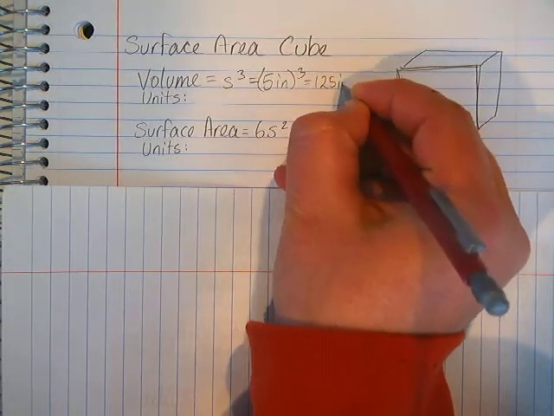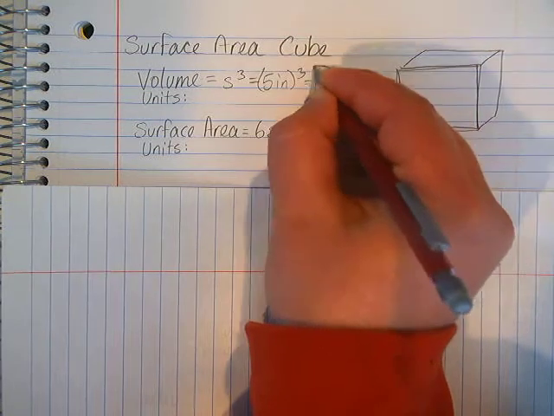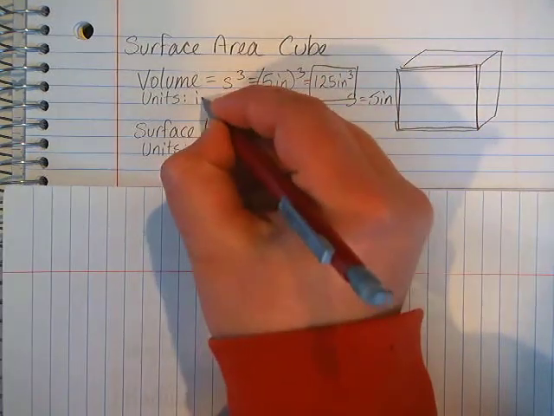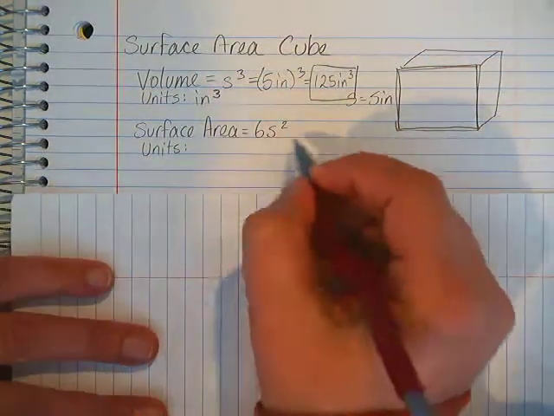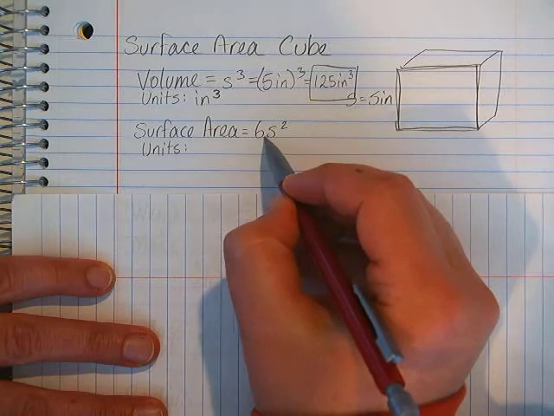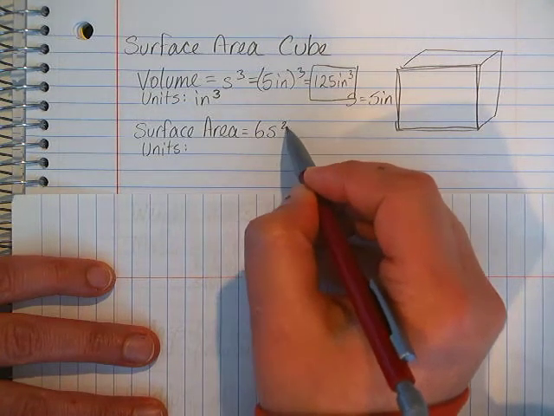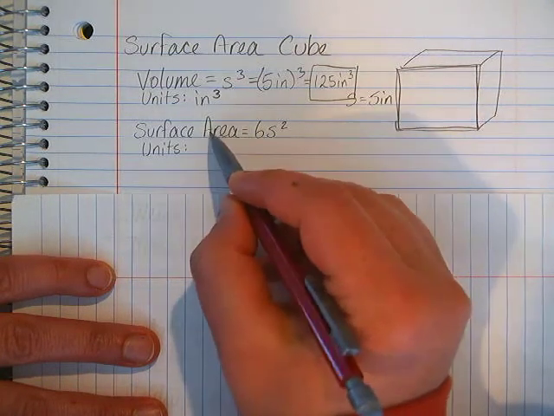125, and just make sure your inches cubed are your units. So for volume, your units always have to be something cubed. Then for surface area, your formula here is 6 times the side length squared. And so it's just the surface area.